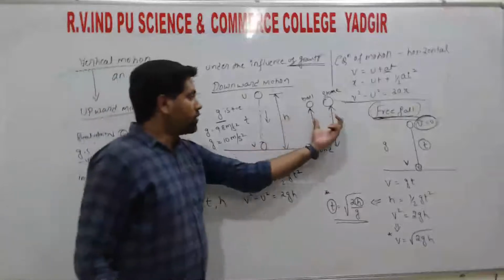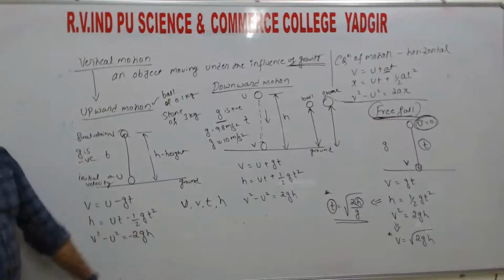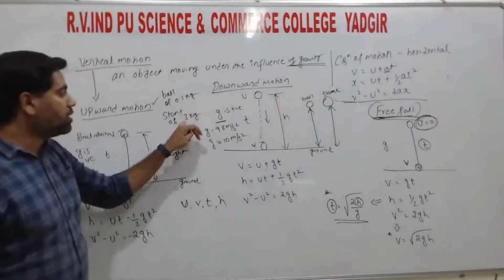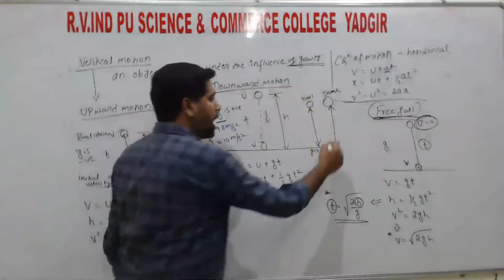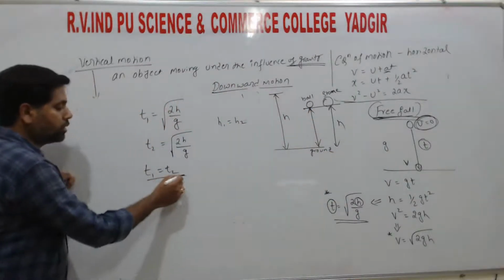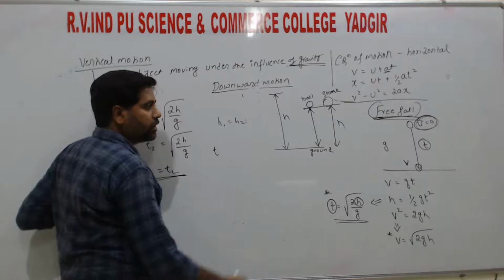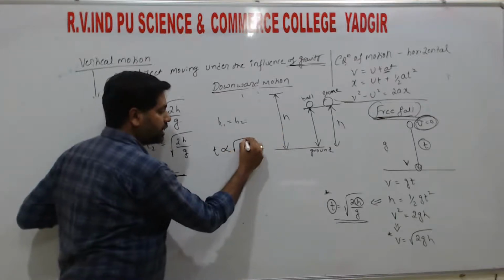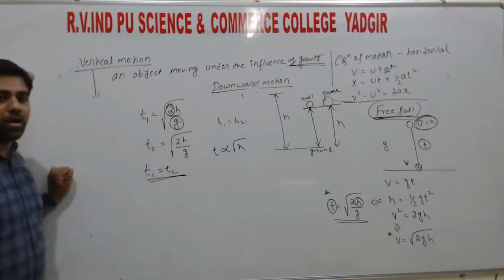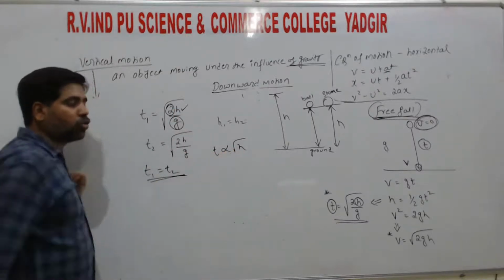Which object will reach the ground faster? I am dropping one ball which has less mass and a stone which has greater mass from the same height. Which will reach the ground first? For that, the time of an object during its free fall is directly related to the height, because 2 is constant and g is constant. So the only variable is height, so t is directly proportional to root h.